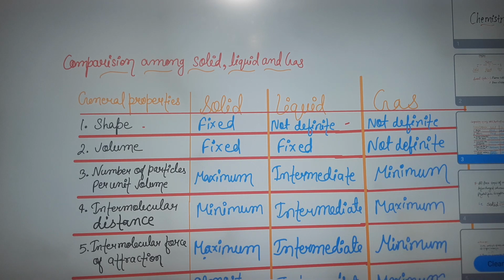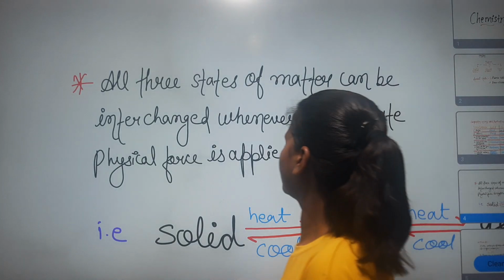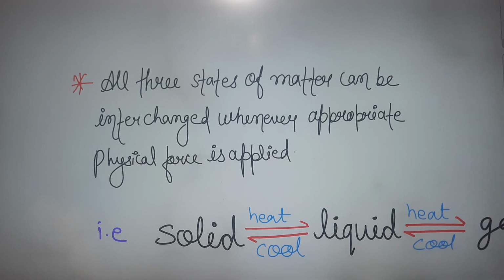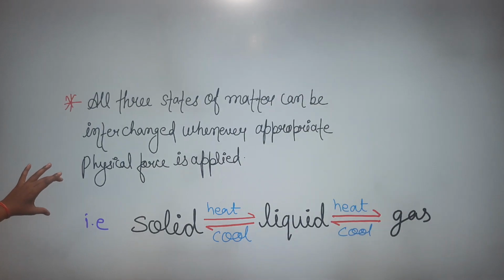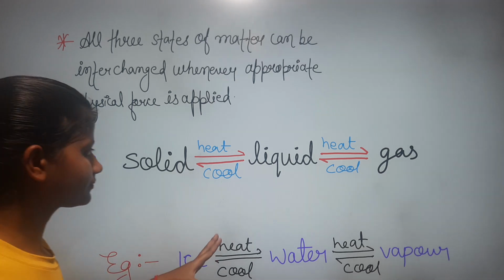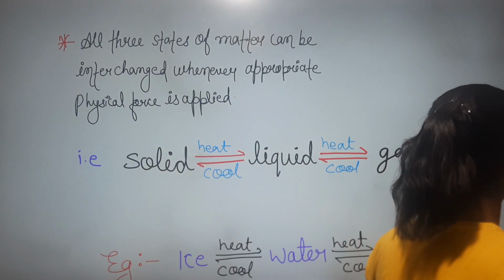After that, we saw a comparison among these three states, solid, liquid and gas. And after that, we saw a point that all three states of matter can be interchanged whenever appropriate physical force is applied. Like solid is changed into liquid, liquid is changed into gas, and when we cool gas, it turns into liquid, and when we cool liquid, it turns into solid form.